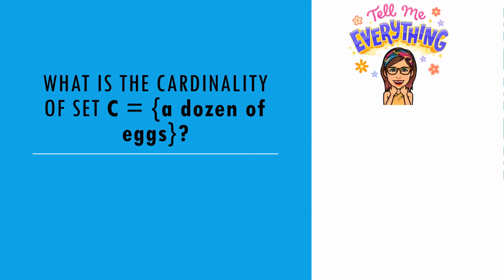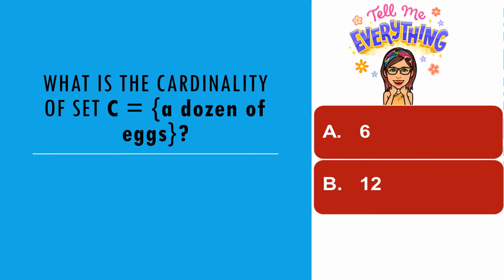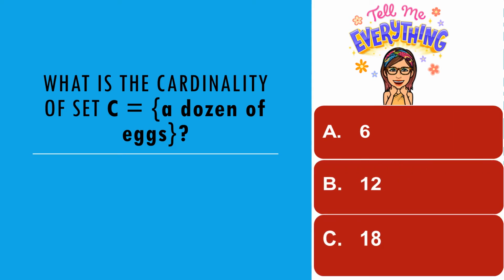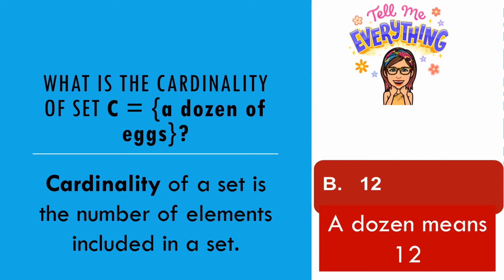Next, what is the cardinality of set C? A dozen of eggs. A. 6, B. 12, C. 18. The answer is 12. Why? Cardinality means the number of elements included in a set. It means the number of elements in a given set. A dozen of eggs means 12.